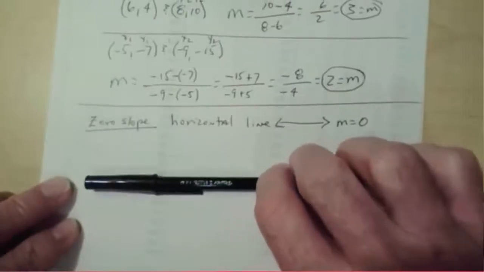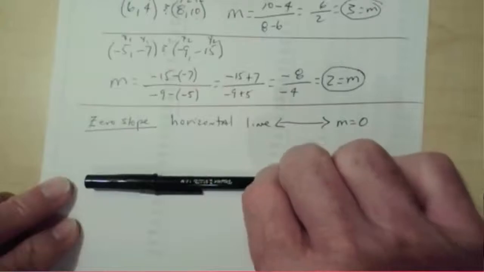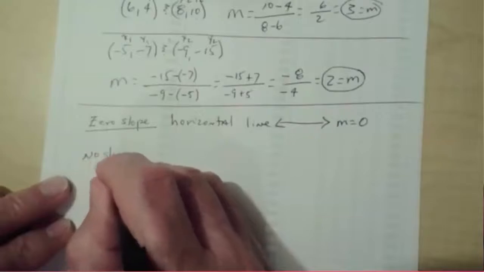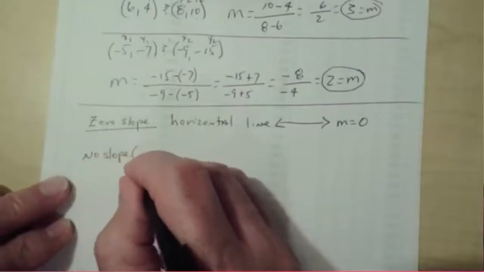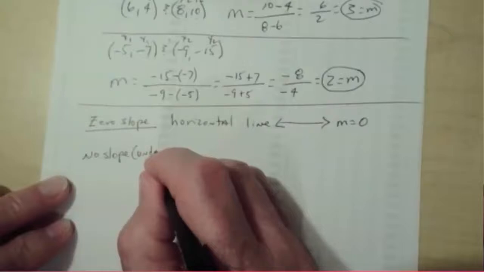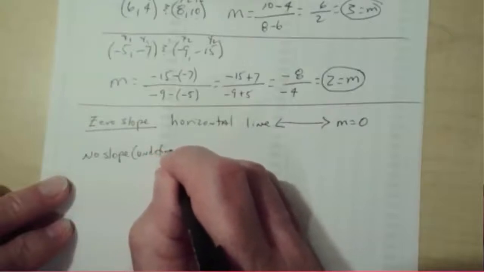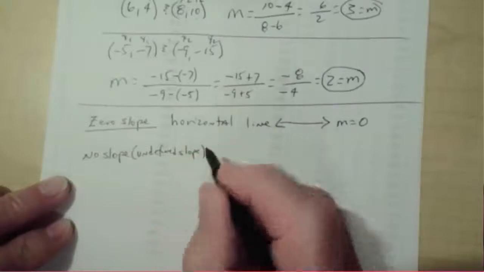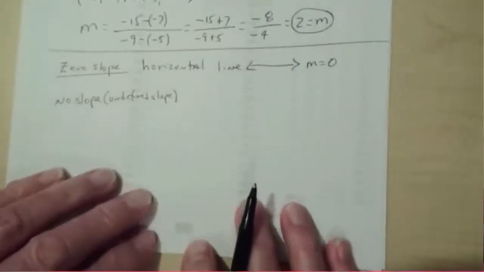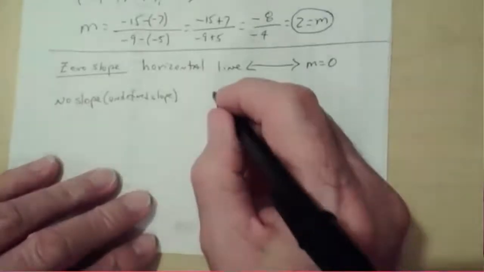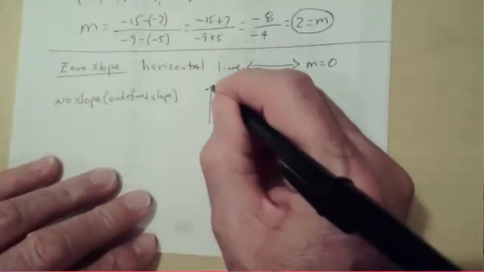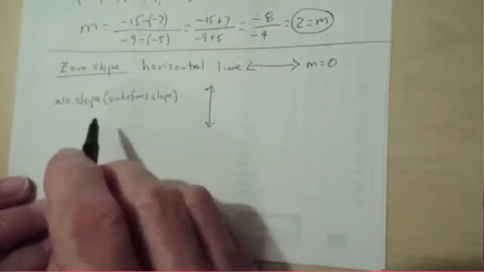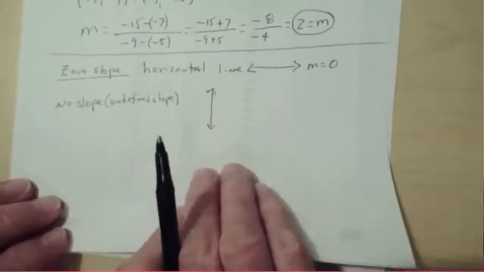No slope or undefined slope, U-N-D-E-F-I-N-E-D, undefined slope, mean the same thing. No slope or undefined slope is a vertical line. Okay? And you're going to see this, not a whole bunch, but you are going to see it from time to time. This is another one of those things you just need to memorize.